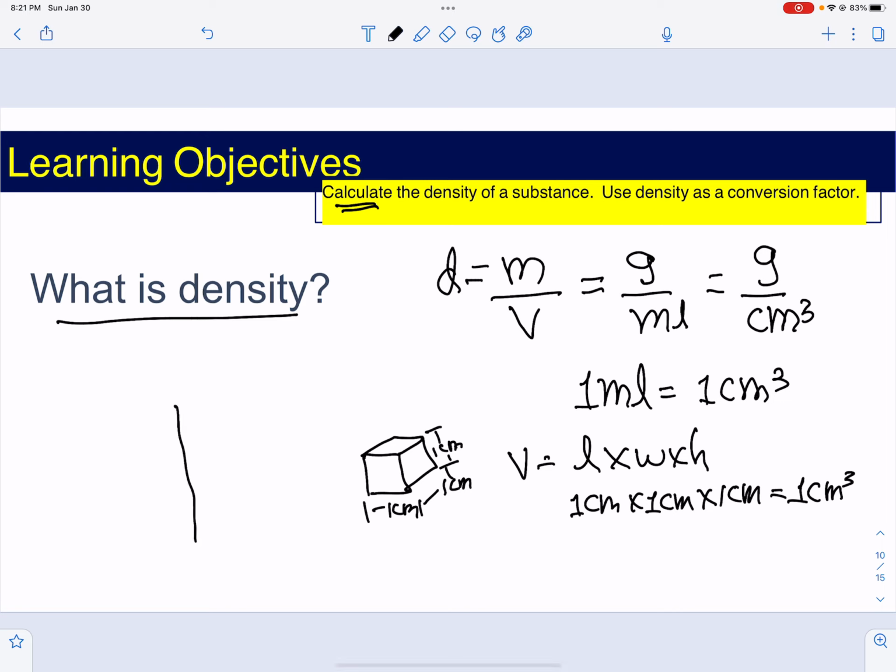So if I have a graduated cylinder and I fill it up with water until the 1 milliliter mark, it will be totally full. In other words, 1 milliliter equals 1 cubic centimeter.